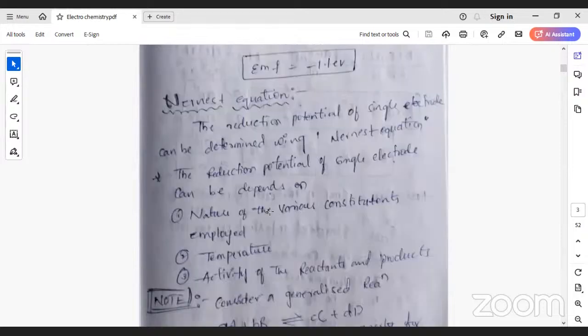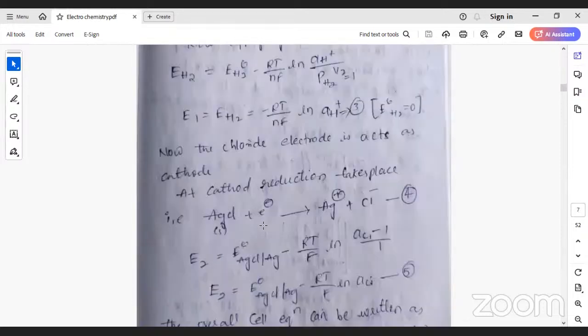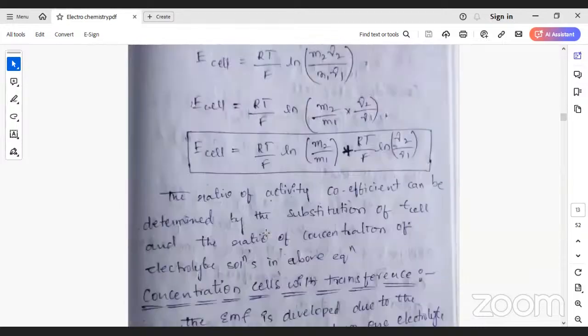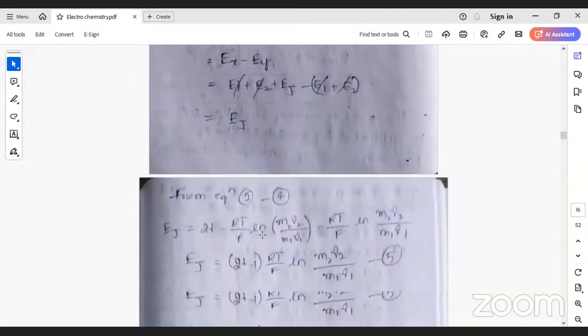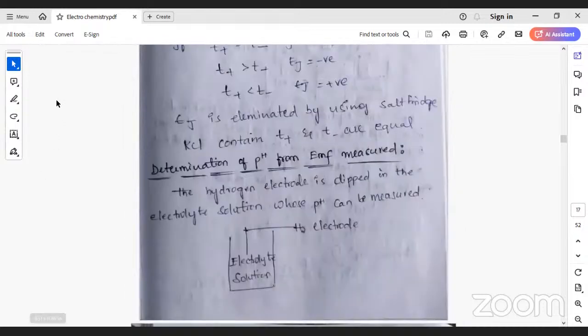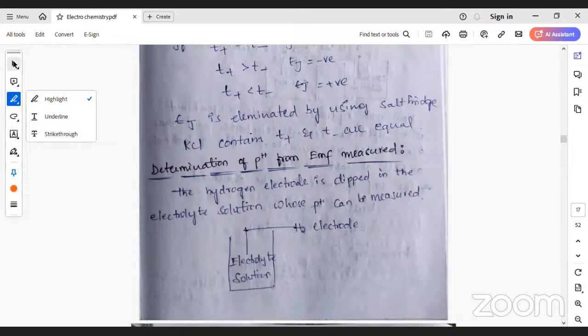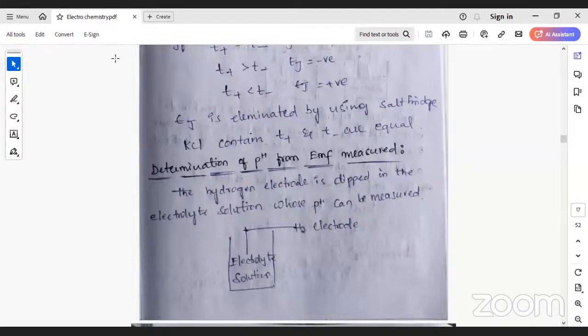Coming to the part of yesterday's class, a little bit briefly, then continue with today's class. Determination of pH from EMF measurements. So this is the electrolyte solution whose pH we want to determine. We have to dip the hydrogen electrode in that. Simply dip the hydrogen electrode into the electrolyte solution whose pH is to be measured.